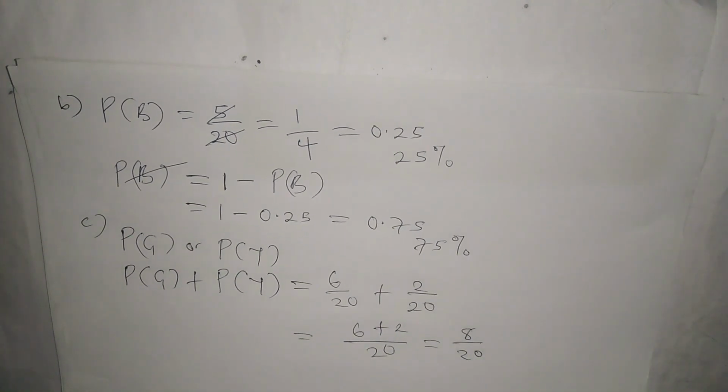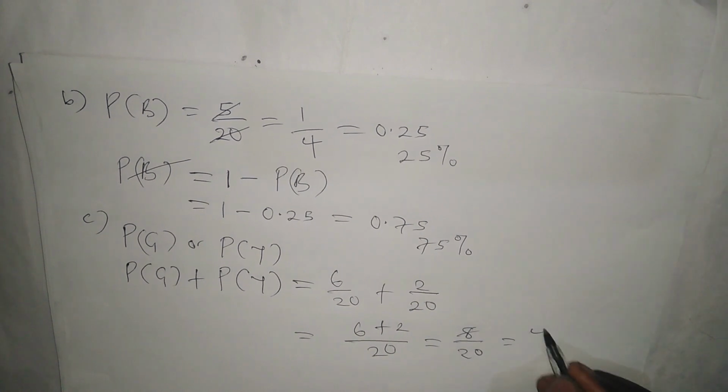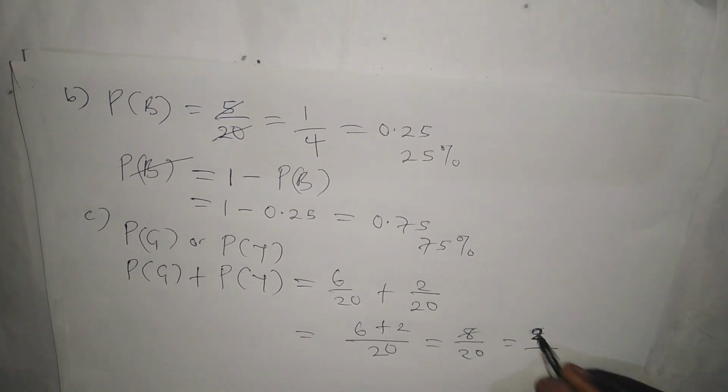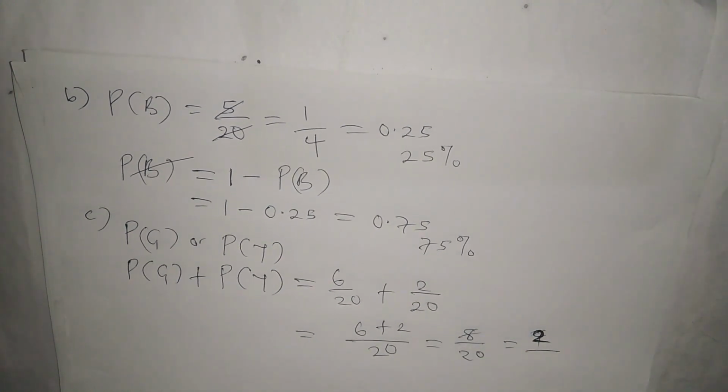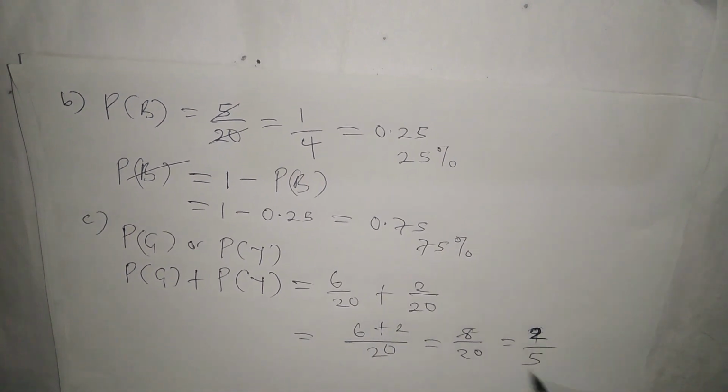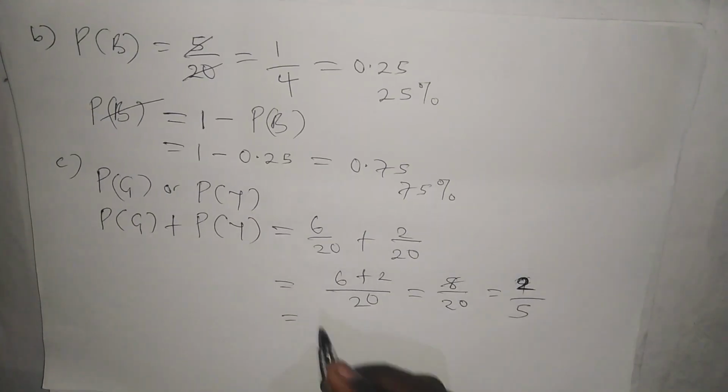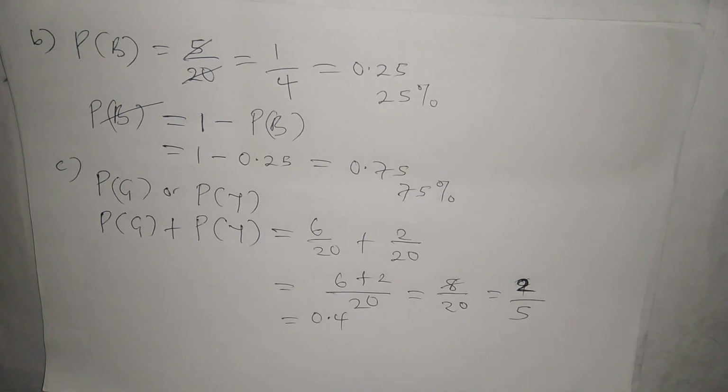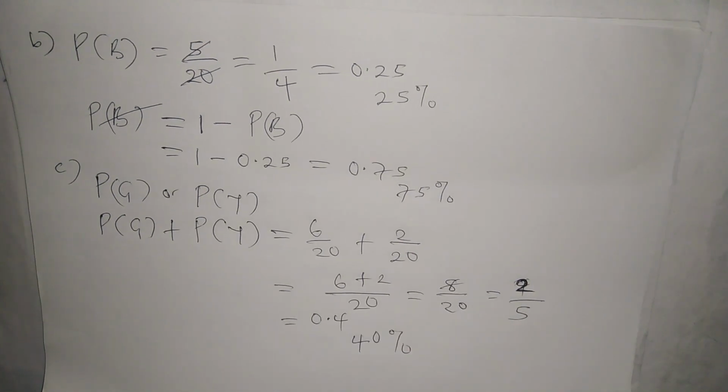This is divisible by 4. We have 4 divided by 8 is 4. Sorry, 8 divided by 4 is 2, not 4. 2. 20 divided by 4, we have 5. Now, 2 divided by 5 is equal to 0.4. When you multiply this by 100, there's a 40% chance of selecting a green or yellow marble.